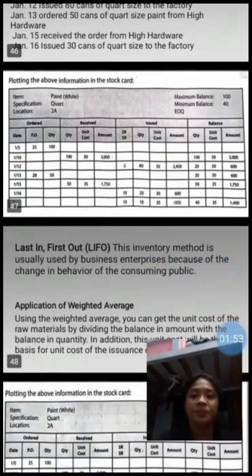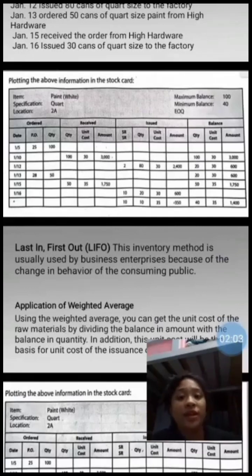So, sa makita ninyo sa table, sa part sa ordered, since January 5 is ordered 100 cans, wala siya issued, wala siya received, o wala siya balance. Kaya since nag-order lang ka. Pagka January 10, na-receive na nimo yung order. So, imuhang balance is 100 pieces. And the unit cost is 30. So, when you times that, it will come up 3,000.